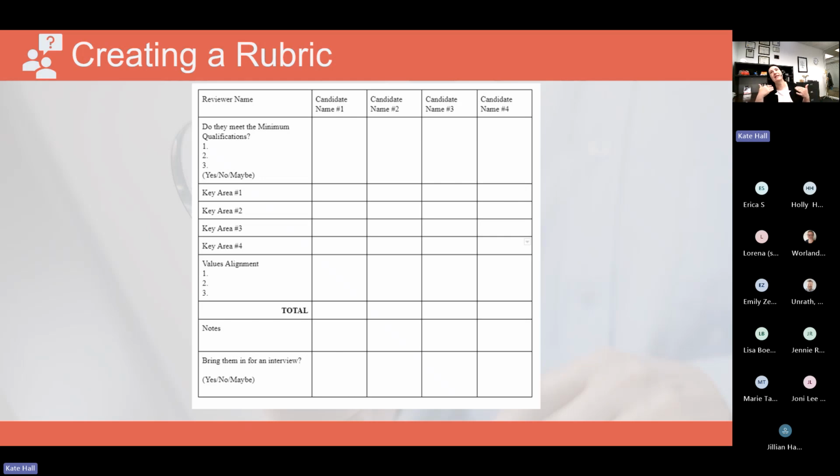This is not going to be, oh, I'm using the rubric and that's going to make my decision. A rubric is a tool. What you want to do is think about what are those things. As you can see here, we have minimum qualifications. For us, we need to have someone that has worked with children before. Maybe they were a babysitter, maybe they worked in a daycare, maybe they worked in another library. Whatever it was, that is our baseline. Do they have the minimum skills necessary? And then what are some of those other key areas that I just laid out for you, and how are they in terms of the values alignment?